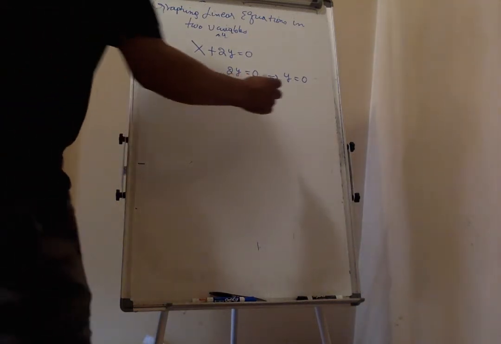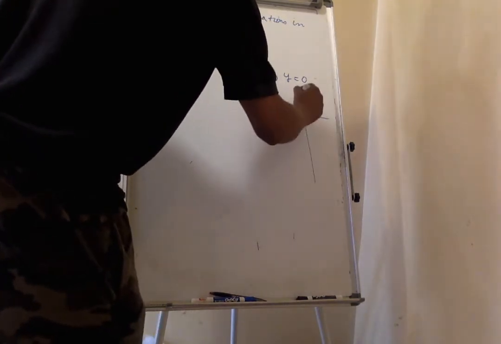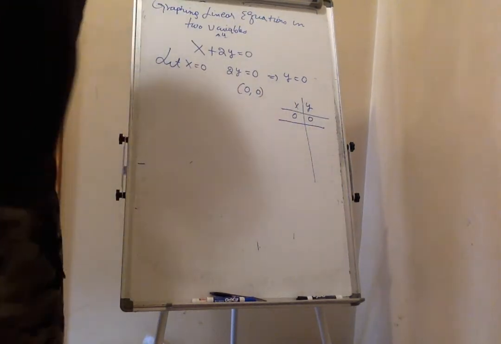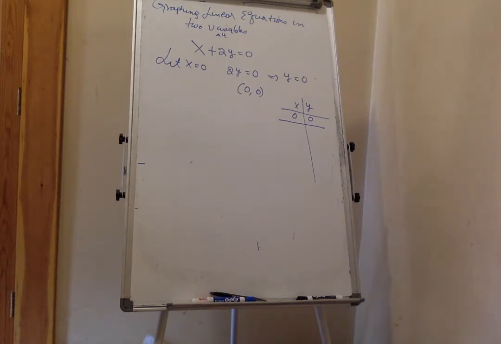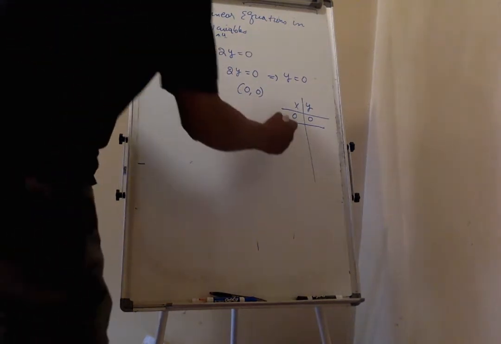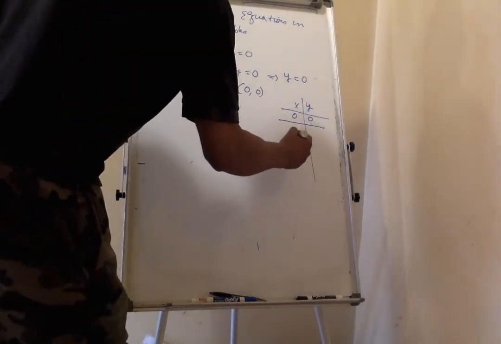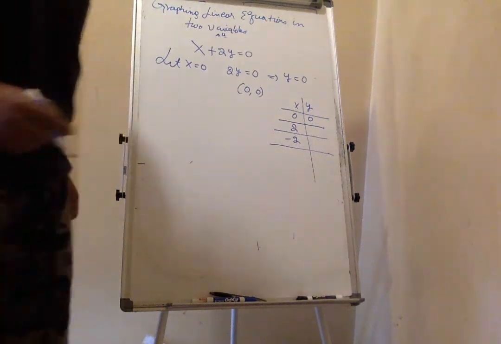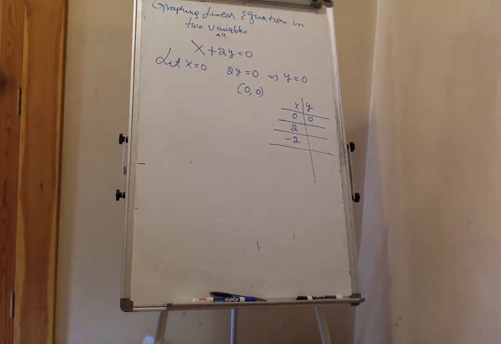So put a table x, y. You know when x is 0, y is 0. Now let's use two ordered pairs. I suggest that you do one value of x which is positive and the other value which is negative. So let's say x is 2. Put 2 and negative 2. You can choose any arbitrary value of x, but I suggest one positive and one negative because it clearly will show you the direction of the graph.